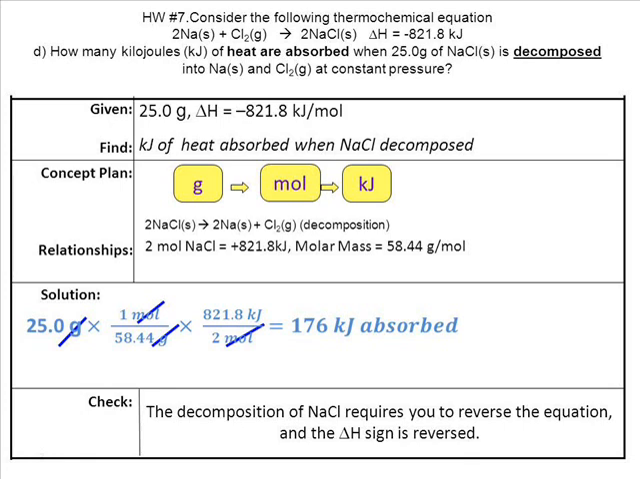To solve this, we start off with 25 grams, divide that by the molar mass, and then multiply this by 821.8 kilojoules over 2 moles of sodium chloride. We calculate this to be 176 kilojoules absorbed from the decomposition reaction. All units cancel out. Keep in mind we did reverse that equation, which reversed the delta H sign due to the decomposition reaction. So this concludes working over problem 7 from the homework on thermochemical equations.